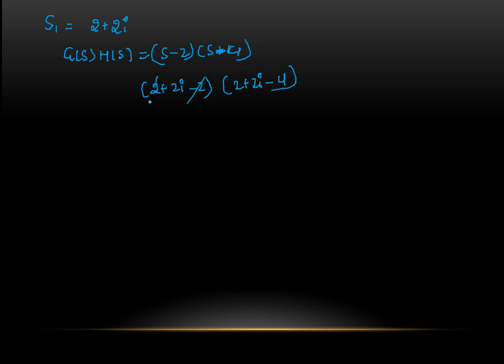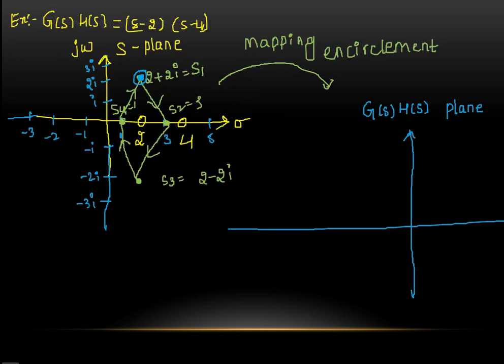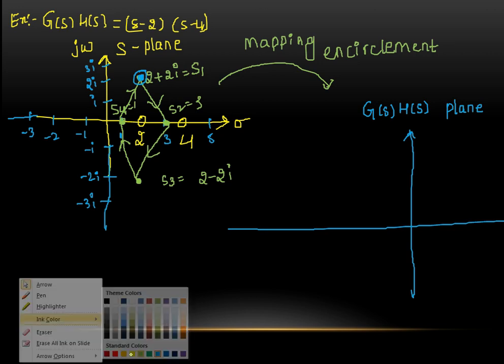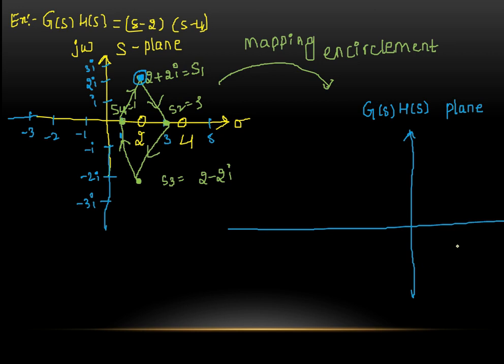So plus 2 minus 2 gets cancelled out. We are left with only 2i. 2 minus 4 is minus 2, plus 2i. So 2i into minus 2 is minus 4i, and 2i into 2i is 4i square. i square value is minus 1, so that is minus 4. So minus 4i minus 4. We have to locate this point on the G of S into H of S plane. So when the point is 2 plus 2i, we are getting minus 4 minus 4i.